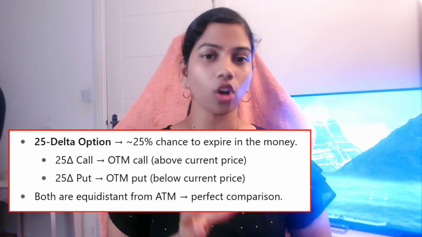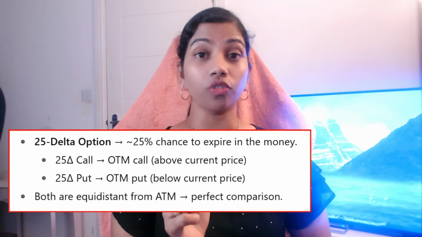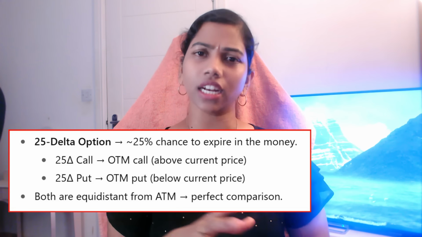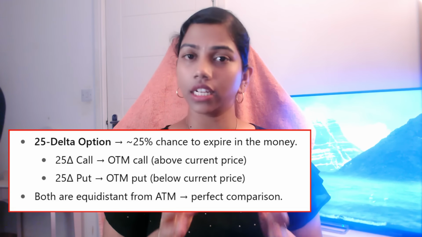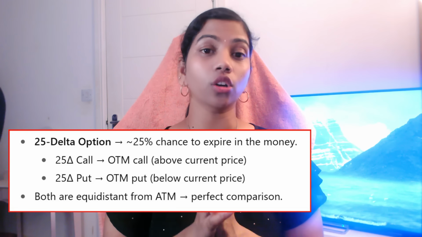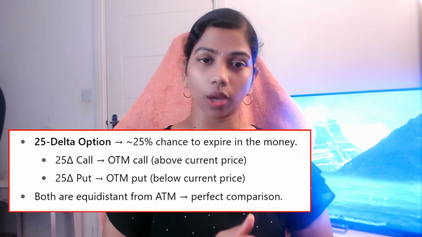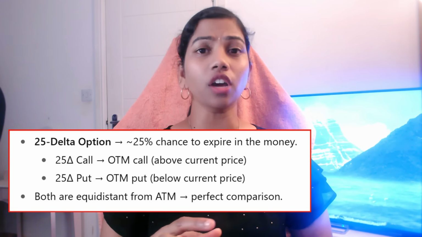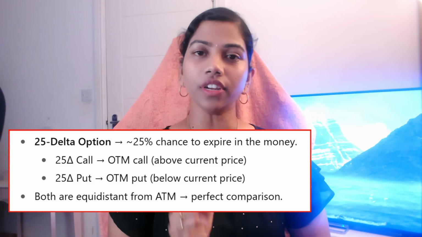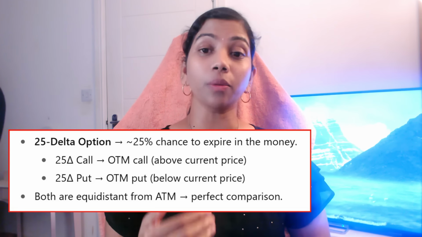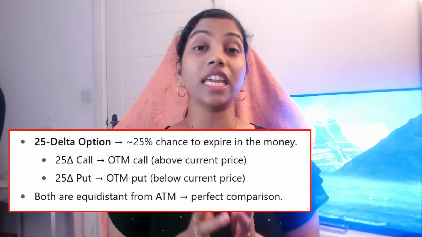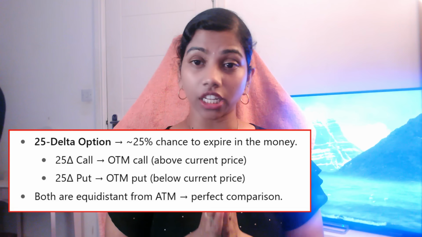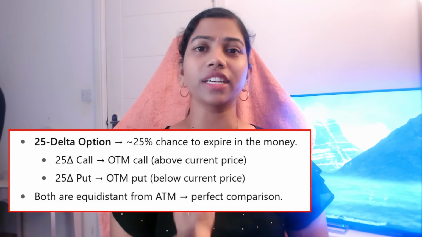It's simply an option that has 0.25 delta, which means it has roughly 25% probability of expiring in the money. In simple terms, a 25 delta call is an out of the money call option that's relatively far from current price. A 25 delta put is an out of the money put option also far from current price. Both are equally distant from the at the money strike, so they make a perfect comparison.